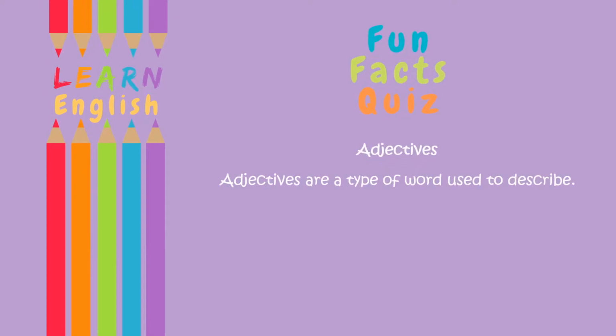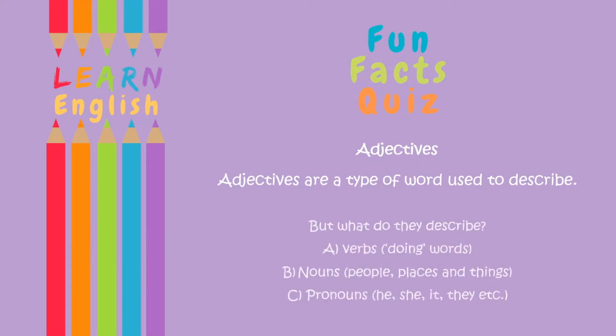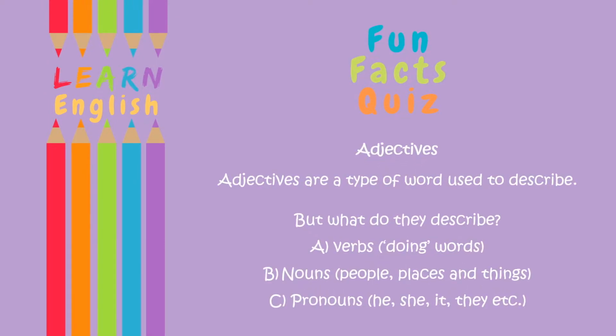Let's start with a fun facts quiz. Adjectives are a type of word used to describe. But what do they describe? Is it A, verbs or doing words? B, nouns, people, places, and things? Or C, pronouns, words like he, she, it, and they?